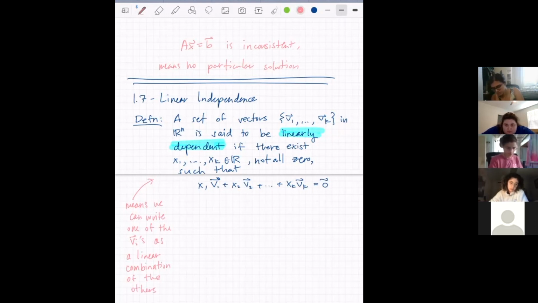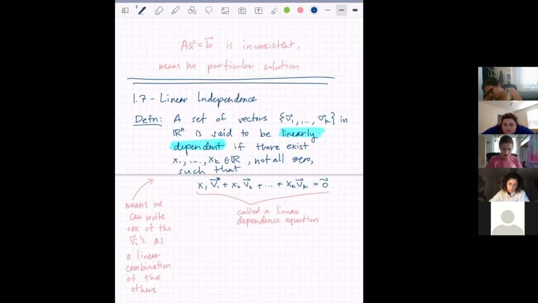Okay. And we would do so using this equation that we would have found, right? And this is called a linear dependence equation, because it tells us how these vectors depend on one another, right? Okay. So that is what it means to be linearly dependent.